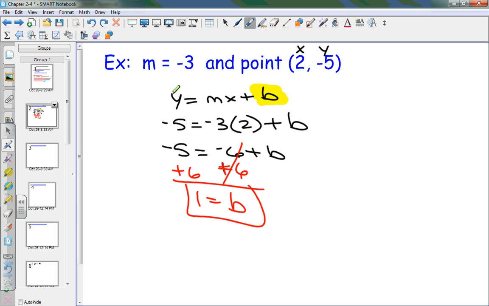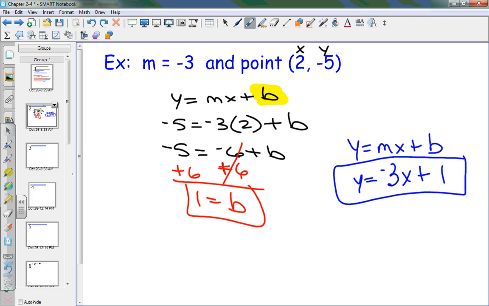Well, I found b. Am I done? No, because what does my equation always have to look like? Y equals mx plus b. Well, this is just a value b. So I need to go back here, and I need to write down mx plus b, and what stays and what goes in this equation. What stays? The y and the x stay. So what is m? -3. The x stays. What's b? 1. This is your final answer.